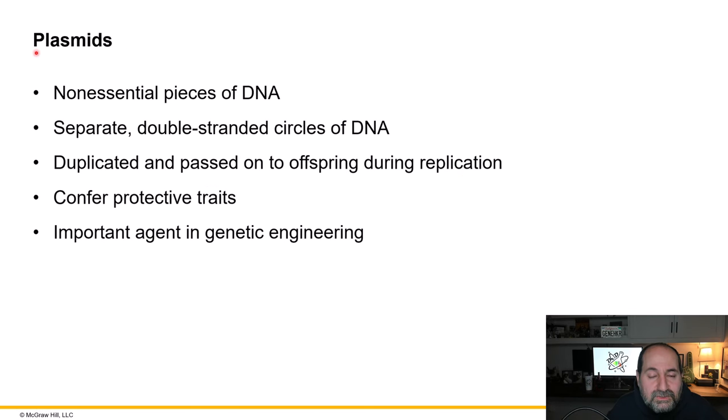There can also be extra-chromosomal or non-chromosomal DNA inside of bacteria, known as plasmids. Plasmids are not part of the normal chromosome of the cell. These are non-essential pieces of DNA. They're separate double-stranded circles of DNA. They're small circularized DNAs. But they can actually have important genes that give certain traits to the cell, such as antibiotic resistance genes or toxin genes, or even genes that allow the bacterium to form a sex pilus.